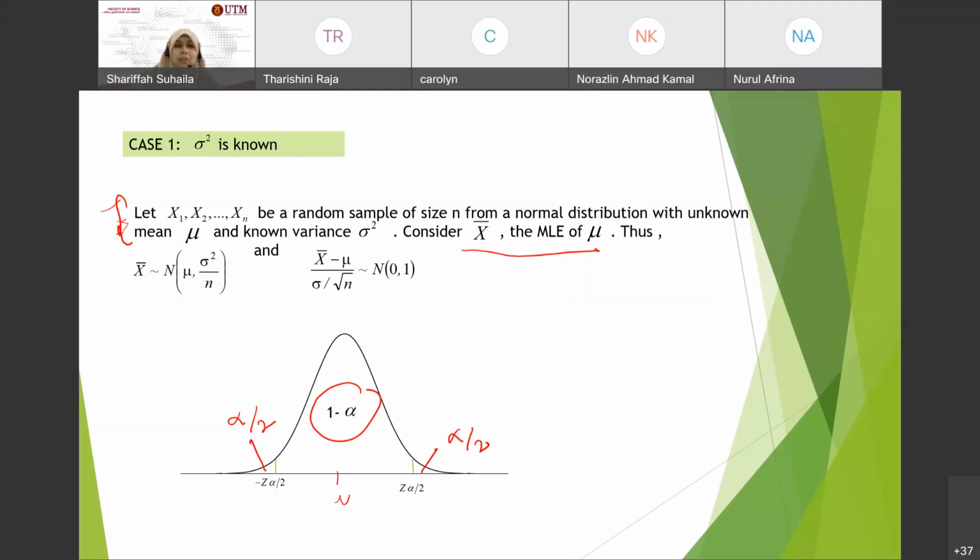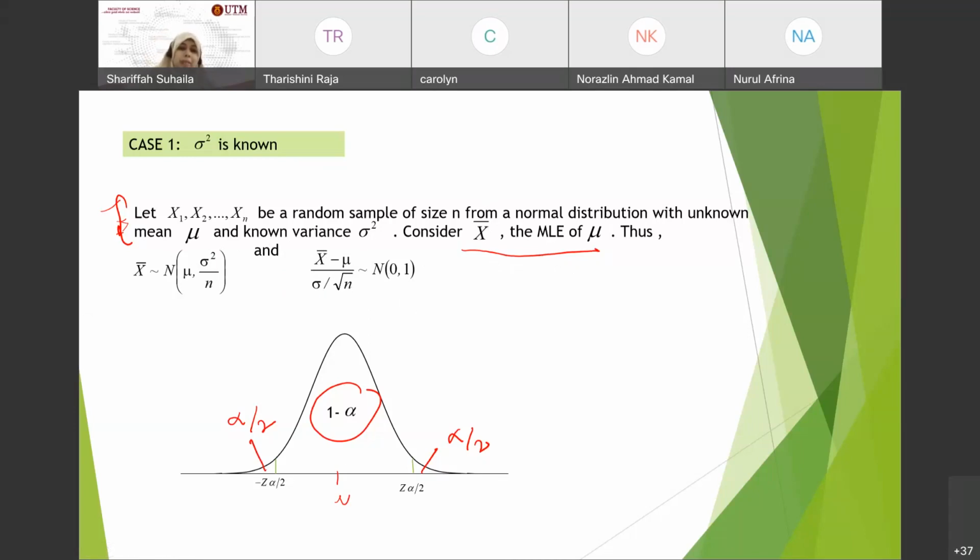If you want to estimate your sigma square, that means we need to use the sample variance, which is your S square. Okay, let's say we have your X bar here as the MLE. So we have the standard form that we know from your sampling distribution. Okay, X bar is normally distributed with mean mu, variance sigma square over n. So given your standard form is X bar minus mu over sigma over square root of n, this one is normally distributed with mean 0, variance 1. Okay, standard normal. So the probability is 1 minus alpha.